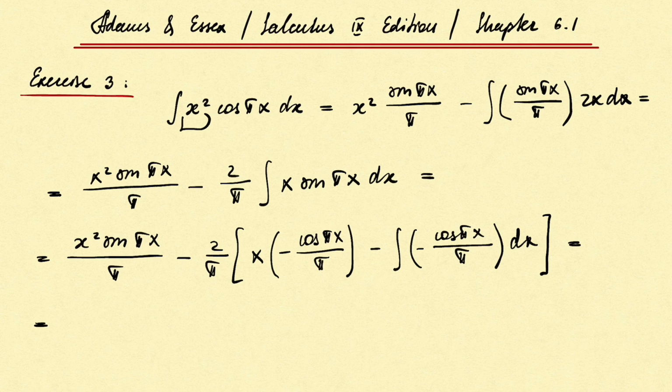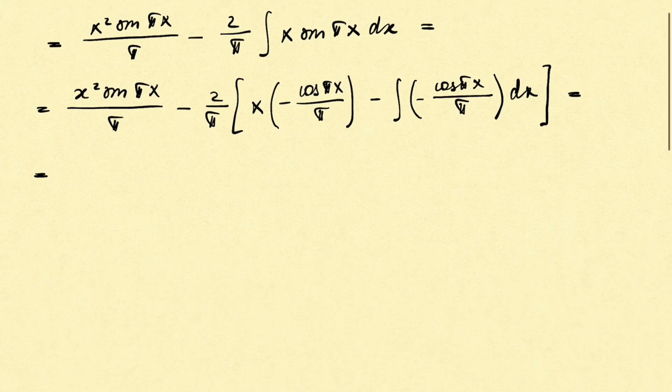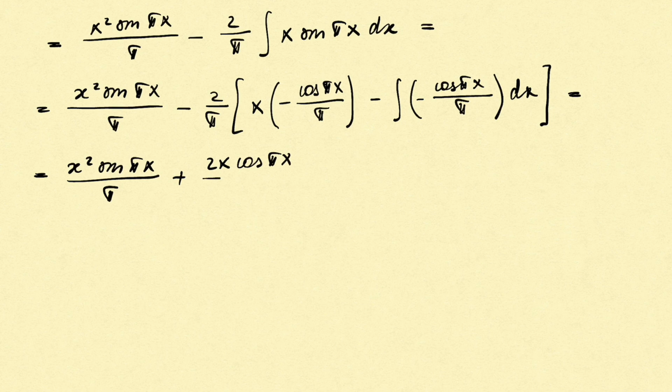Alright, let's just write x squared sine of pi x over pi. Then what we have here, we have minus times minus, which gives plus, 2x cosine of pi x over pi squared. Then here what we have is plus integral of cosine of pi x, which is indeed sine of pi x over pi, right? So we keep that in our minds.